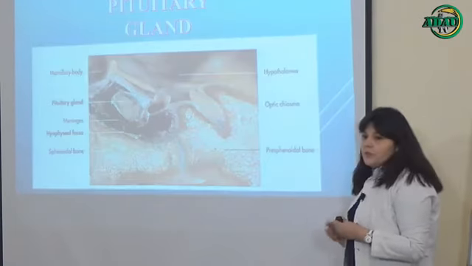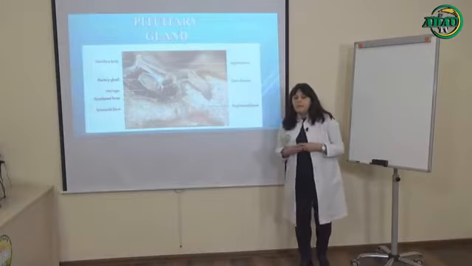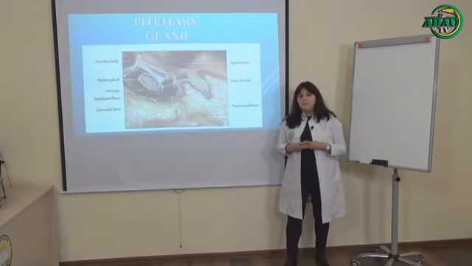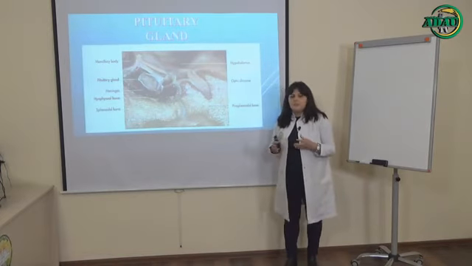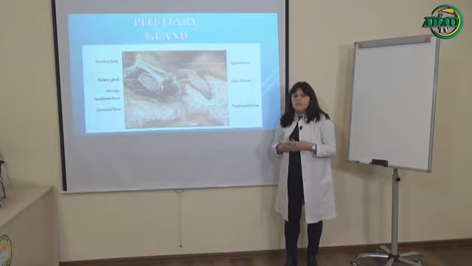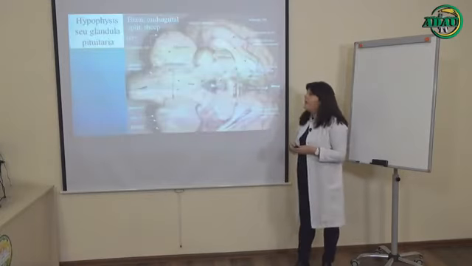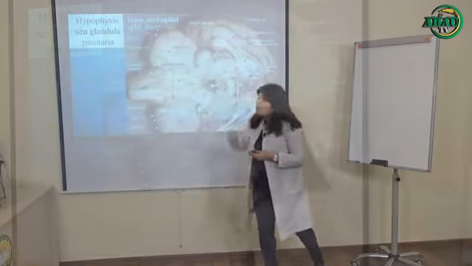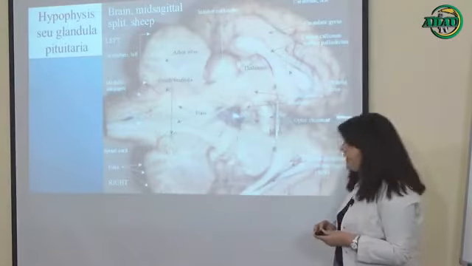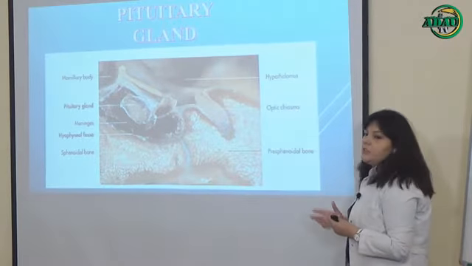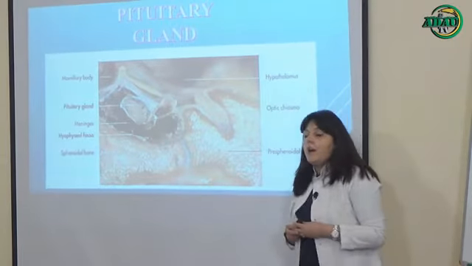I'd like first to start with the pituitary gland. Why the pituitary gland? Because the pituitary gland is the master endocrine gland, and generally in science this gland is called the master gland. The pituitary gland in Latin is also called hypophysis and also called glandula pituitaria. Where is the pituitary gland located? The pituitary gland is found in the brain.